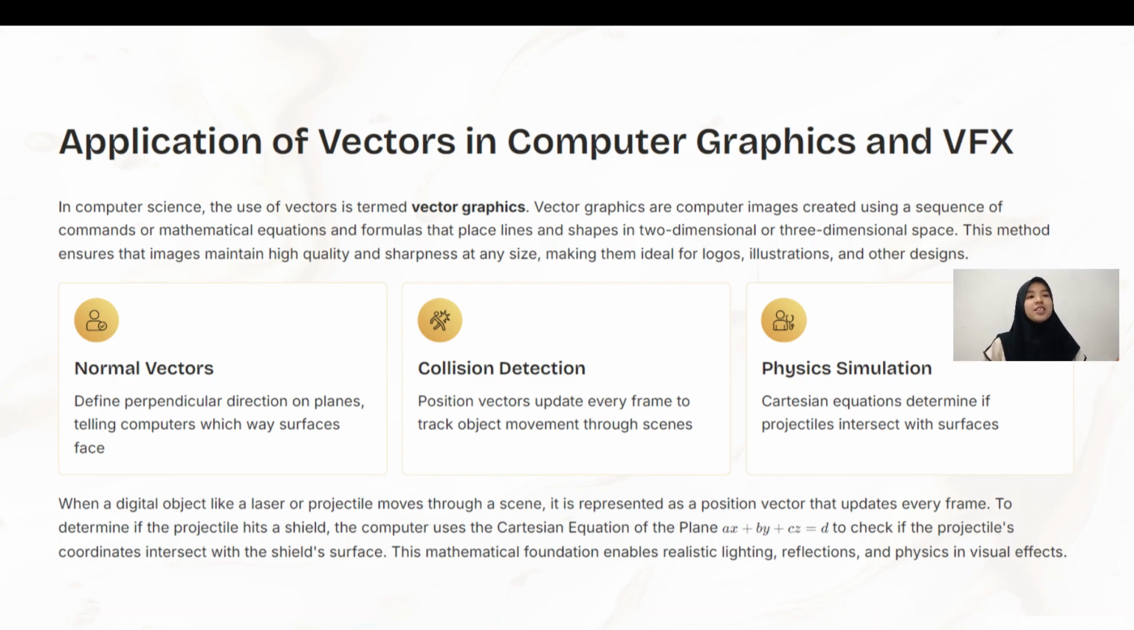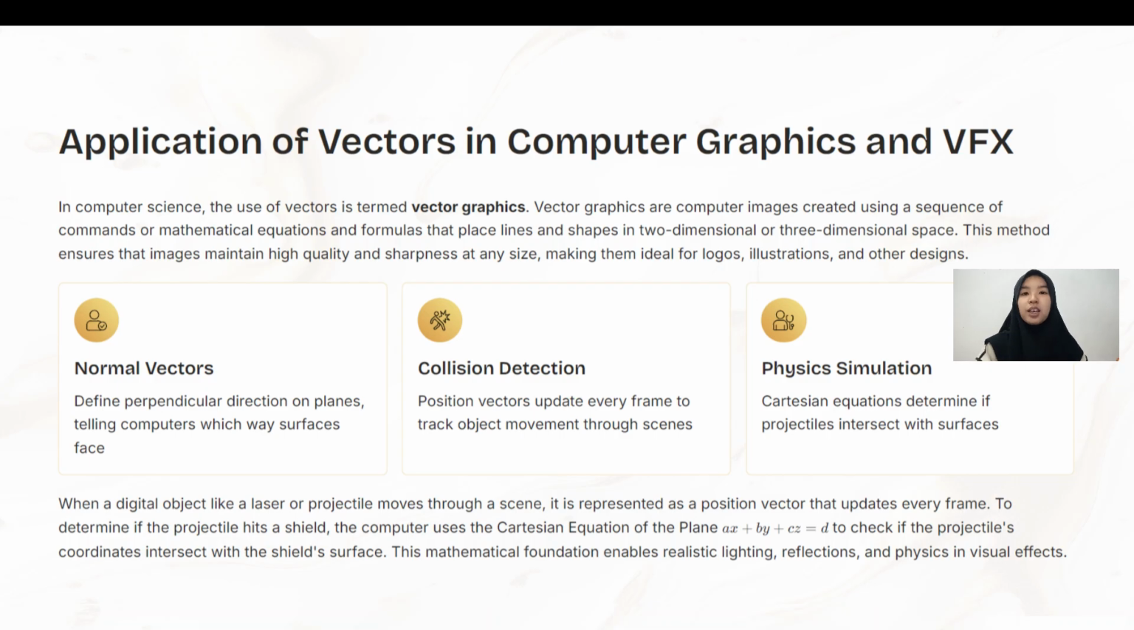And lastly, physics simulation. It uses Cartesian equations that determine if projectiles intersect with surfaces. So we can see any subject or objects easily intersect with surfaces. So it helps the graphic or the output to make sure that the object is directly on the ground, or the surface that the designer wants.